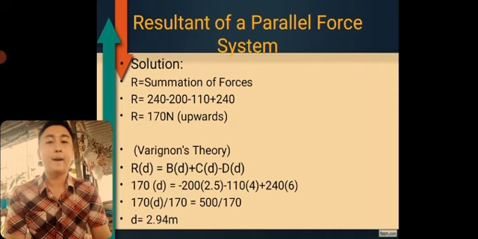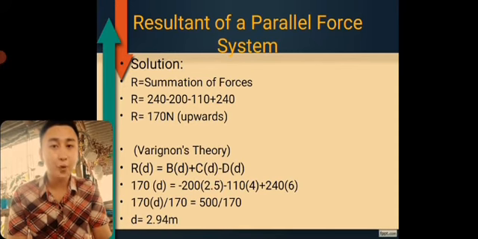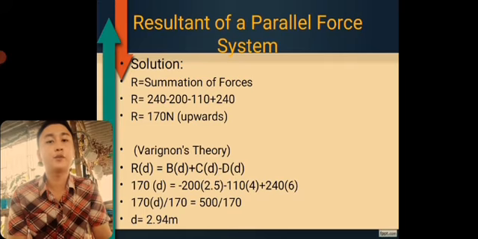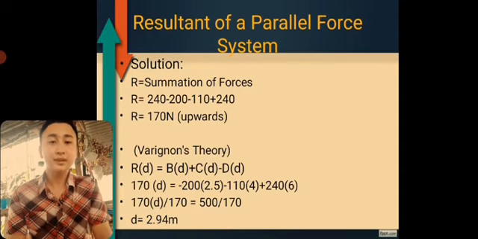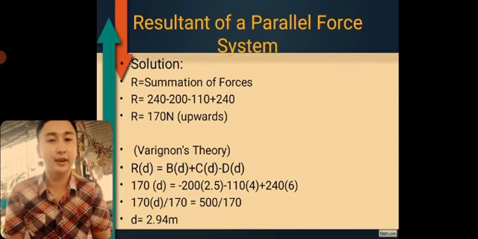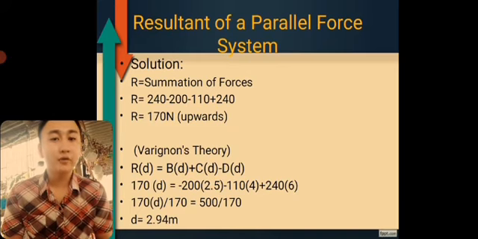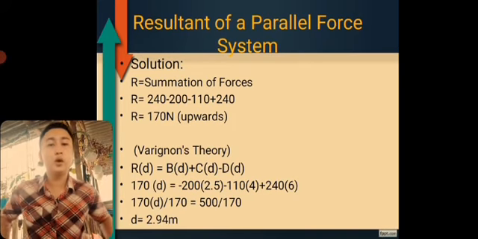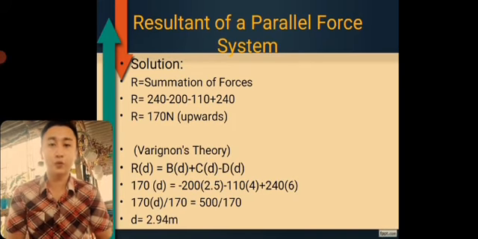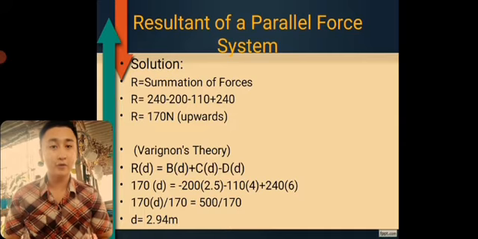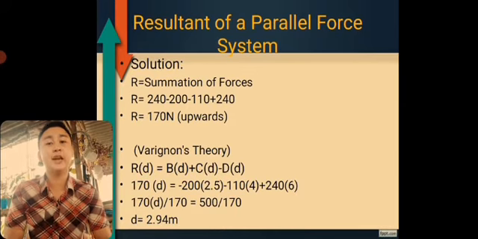The distance of the resultant is equal to the force from point B times the distance from point B to point A, plus the force from point C times the distance from point C to point A, minus the force from point D times the distance from point D to point A. So resultant 170 times d is equal to negative 200 times 2.5 minus 100 times 4 plus 240 times 6.